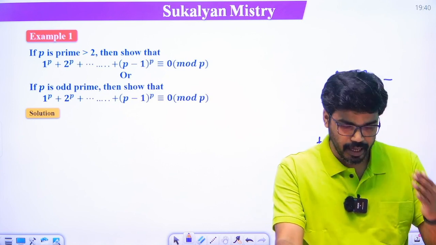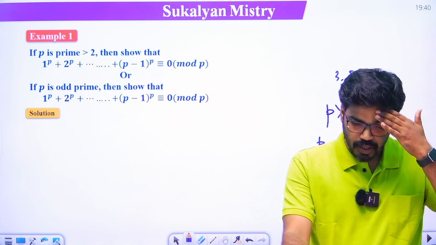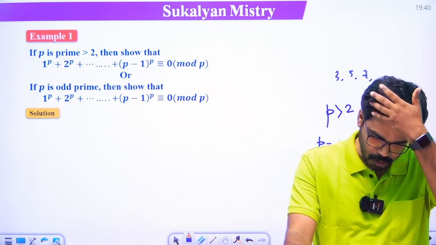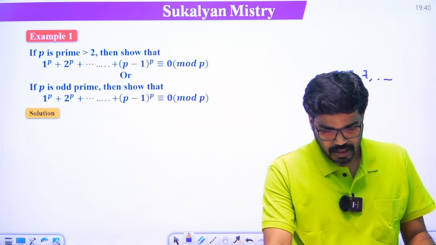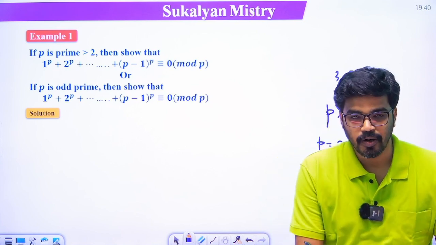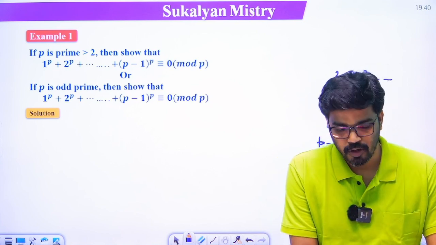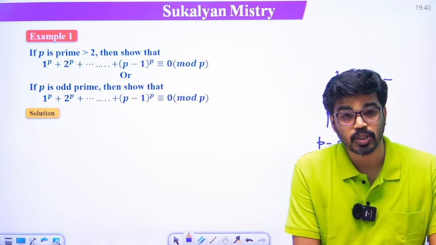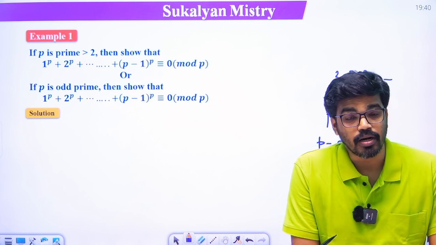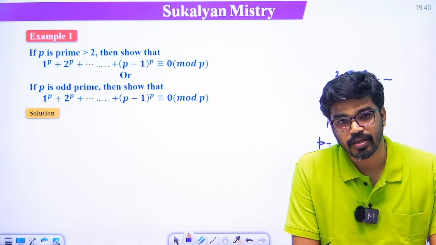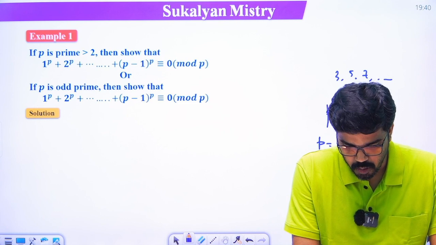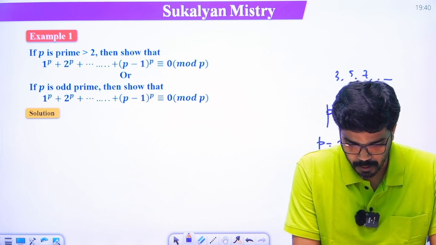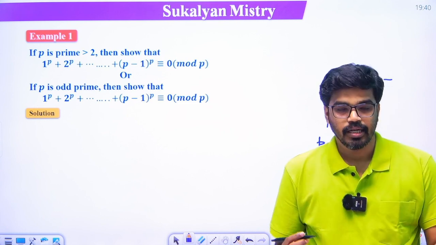So note this example. If P is prime greater than 2, then show that 1 to the power P plus 2 to the power P plus up to P minus 1 to the power P is congruent to 0 modulo P. Similar problem, if P is odd prime, then show that 1 to the power P plus 2 to the power P plus 3 to the power P up to P minus 1 to the power P is congruent to 0 modulo P. Okay?